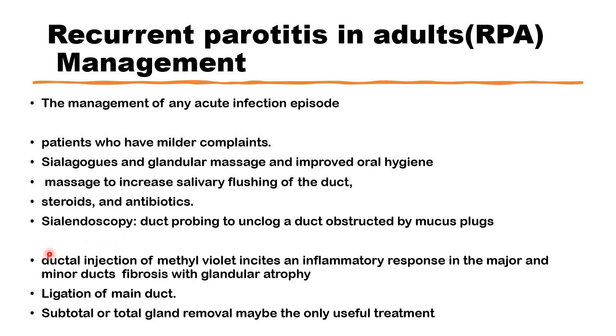In the very severe forms or the intractable forms, the treatment options would include trying to induce fibrosis of the duct system by intraductal injection of agents like methyl violet, which would cause an inflammatory response followed by fibrosis and glandular atrophy, or even ligation of the main duct to induce glandular atrophy as well. Occasionally, subtotal or even total gland excision may be required in very severe forms.